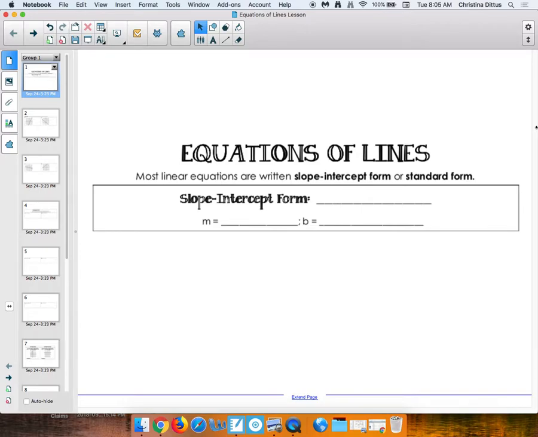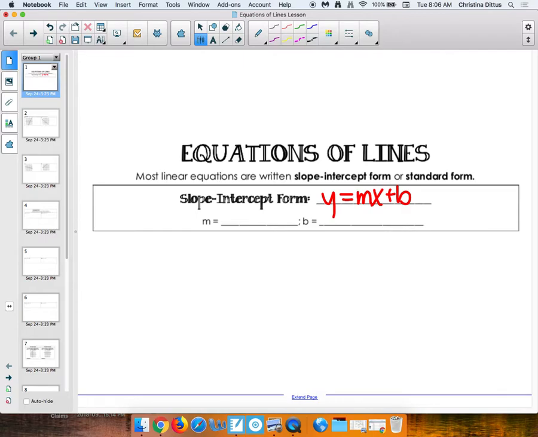In a couple different ways. I'm hoping you have heard of slope-intercept and standard form before. Isn't it something like y equals mx plus b? Slope-intercept form. Libby got it. Y equals mx plus b.